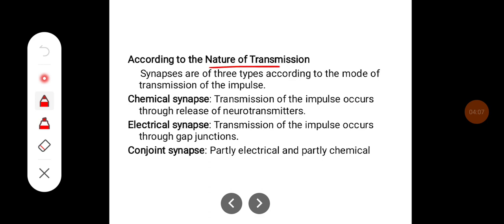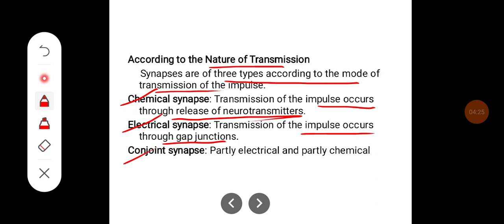According to the nature of transmission, synapses are of three types according to the mode of transmission. It can be a chemical synapse, it can be electrical synapse, or conjoined. Chemical synapse is a transmission of impulse occurs through the release of neurotransmitter, whereas in electrical synapse, transmission of impulse occurs through the gap junctions. And conjoined types, they are partially electrical and chemical.